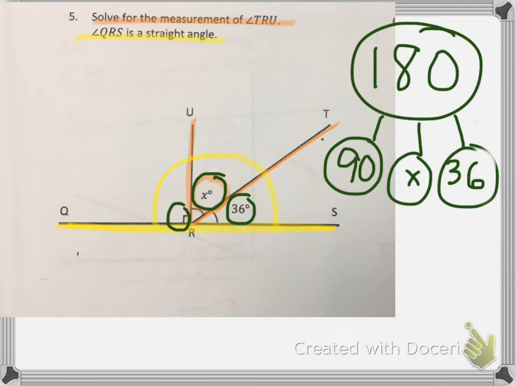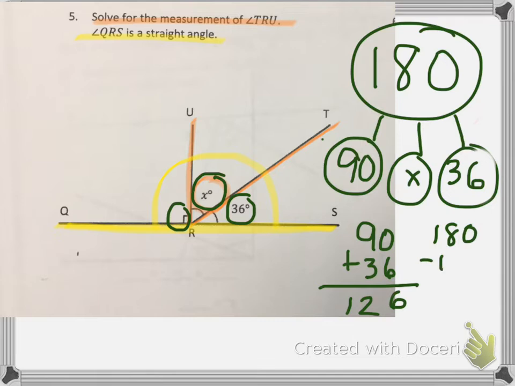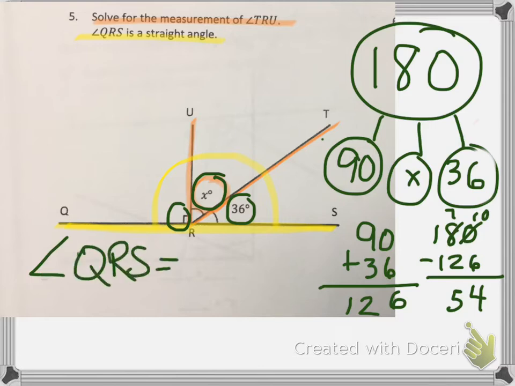I think, if you remember right, if we add 90 plus 36, I get 126. And then I take 180 and I subtract that total, 126, I will get the unknown. Okay, pause and subtract. Hopefully you got 54 degrees. Angle QRS equals 54 degrees.